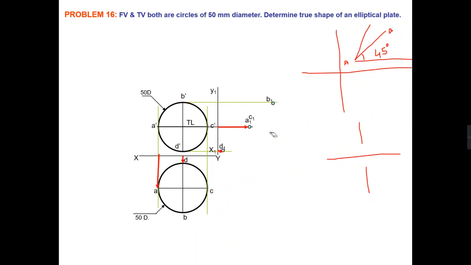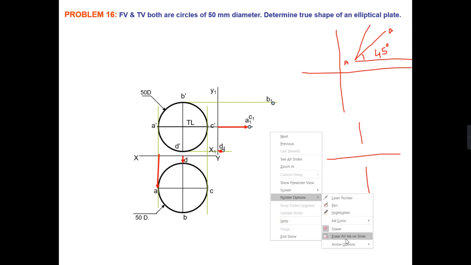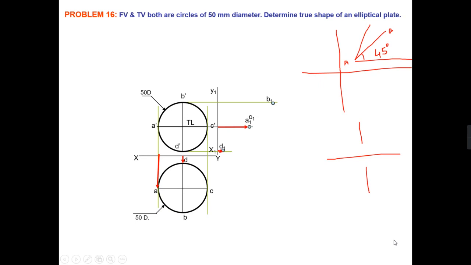Okay, so this is how I can mark these points. So I will get a straight line. After getting a straight line, it is the true shape of the elliptical plate. Means the elliptical plate having a diameter, one diameter like A dash C dash, and the other one B1 and D1. So we are getting the true shape of the BD diameter.